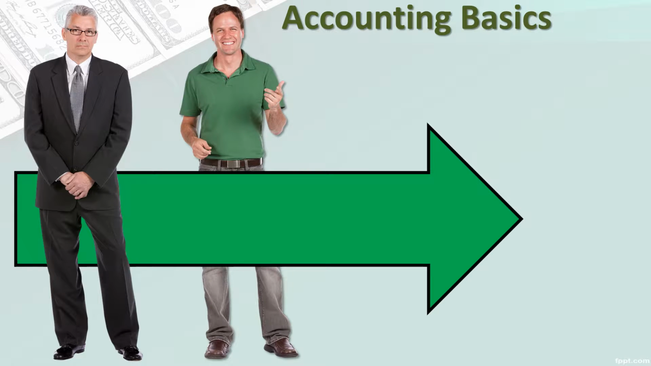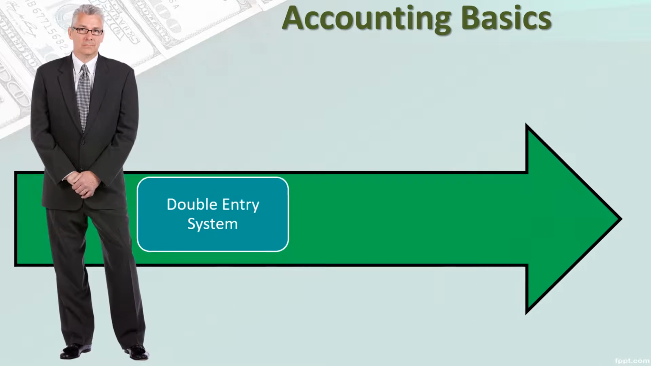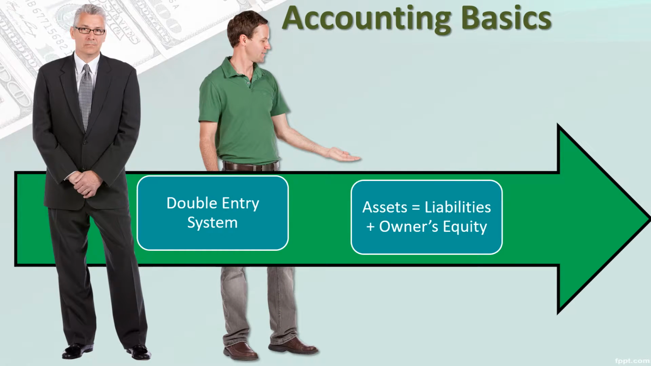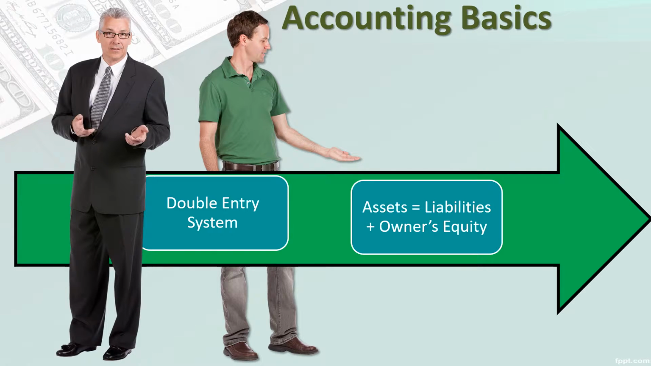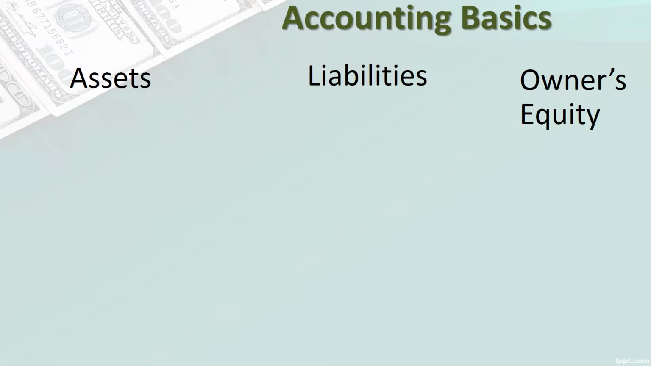Every transaction involves a debit to one account and a credit to another account. Right, and that's called the double entry system. The accounting equation that is the foundation of accounting is assets equals liabilities plus owner's equity. And using this equation, we can verify that our balance sheet has been created correctly.